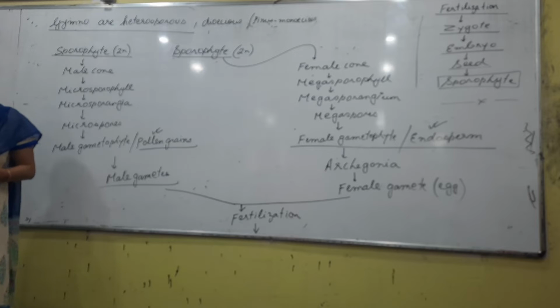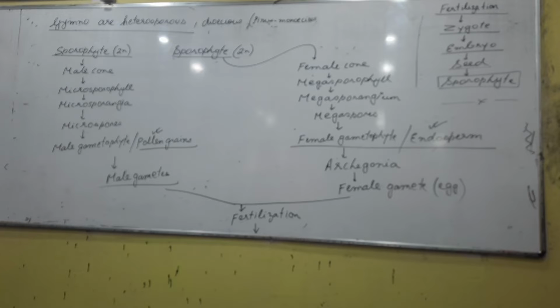After fertilization, they will form the zygote. The zygote would form the embryo. The embryo would convert itself into a seed. The seed would germinate into the baby plant, that is the sporophyte. Right? Now, if the chart is over, what about the ploidy?